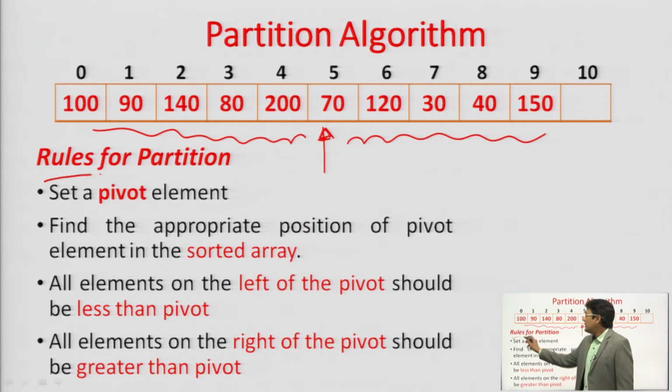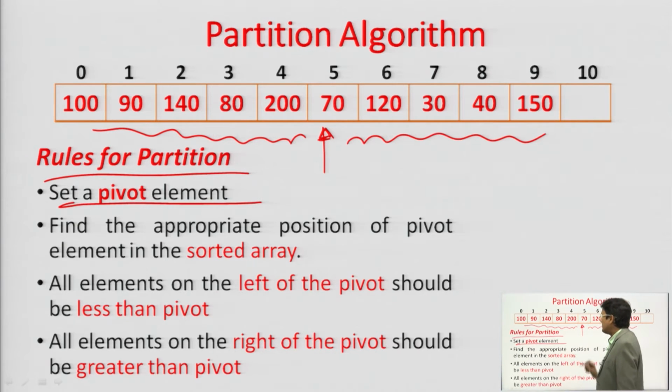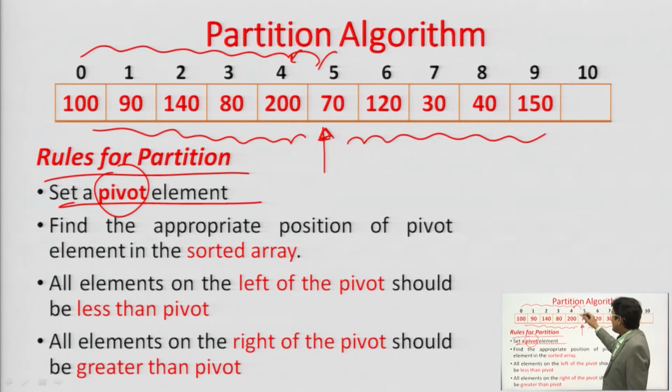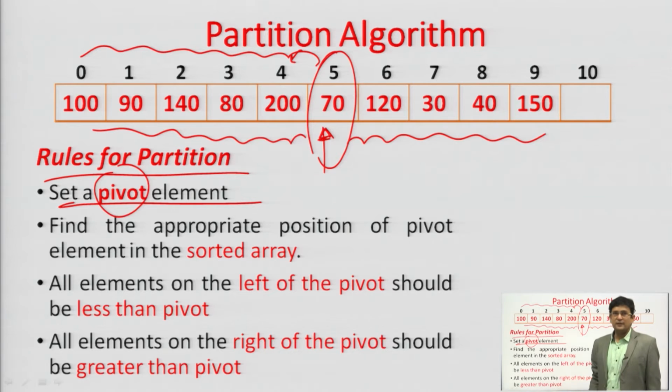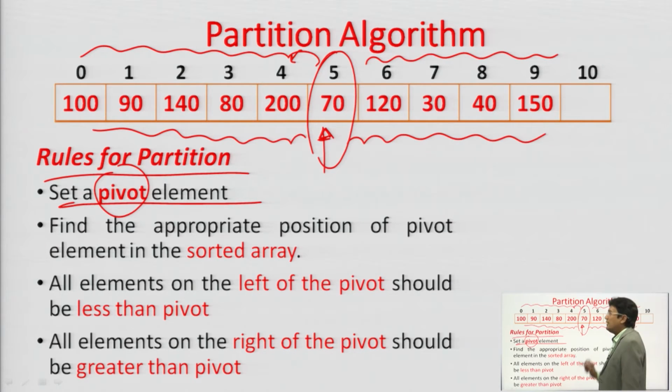So, the rules for the partition would be that we will set one of the elements as a pivot, and then we will find out the appropriate position of the pivot in the sorted array. For example, we take a number and fix it at some index, and in case all the numbers on the left of that number are less than that, it means that the pivot has been placed correctly in the sorted array. Similarly, all the numbers on the right should be greater than the pivot element. So, this is the requirement.